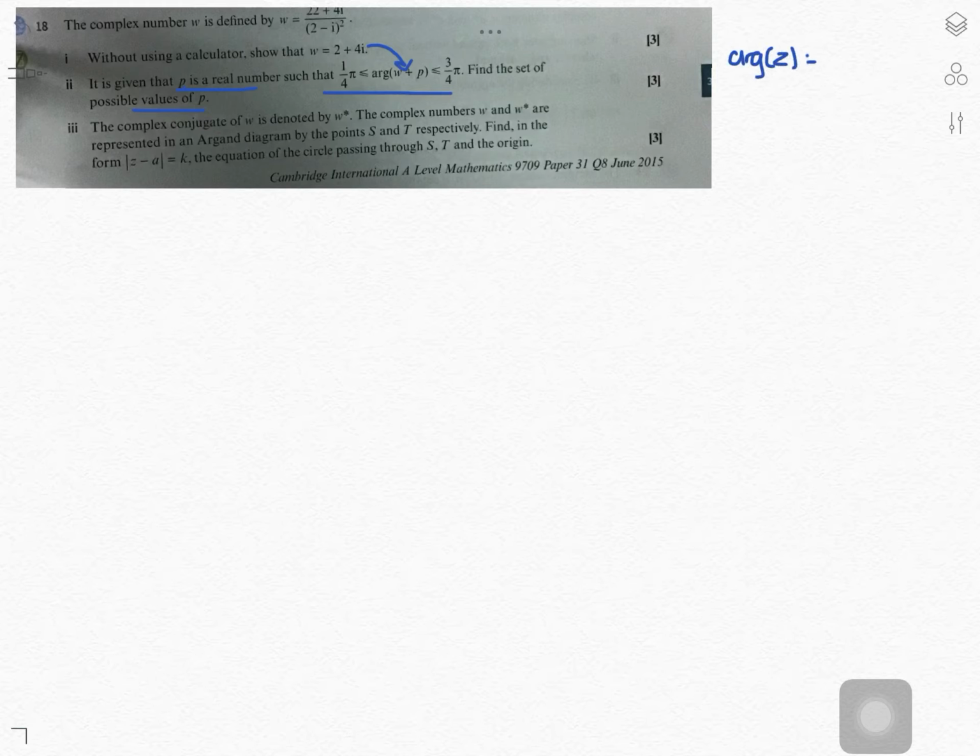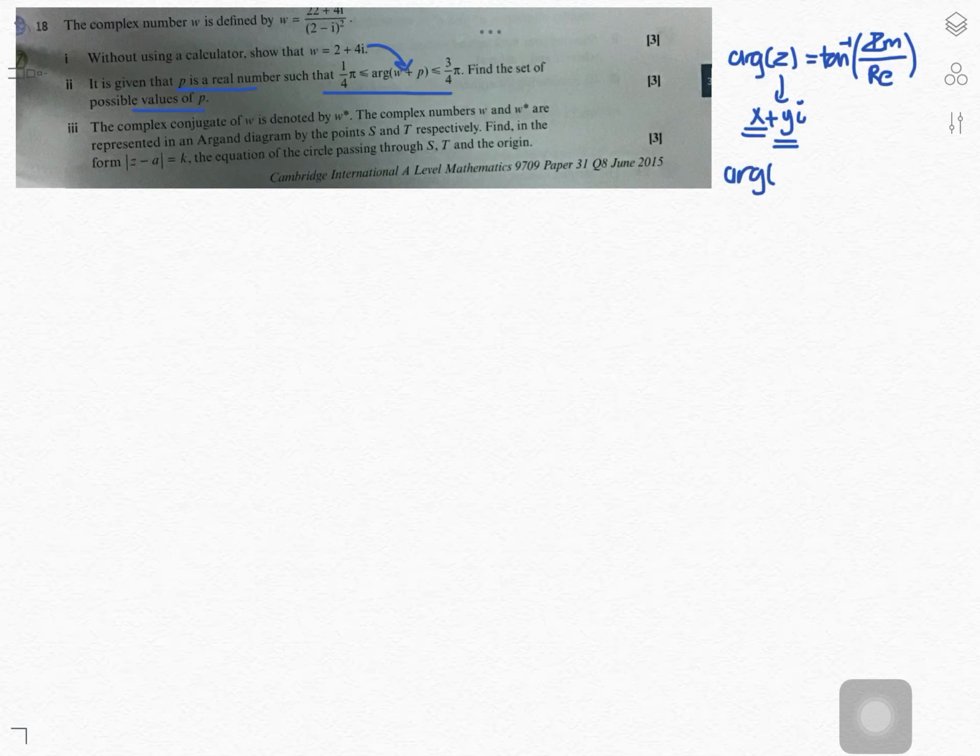What is argument of Z? Argument of Z can be expressed as tangent inverse, the imaginary over real. So usually you write the Z as X plus YI, right? So the imaginary part is the Y and then the real part is the X. So you will be writing tangent inverse Y over X. It's depending on what you have.